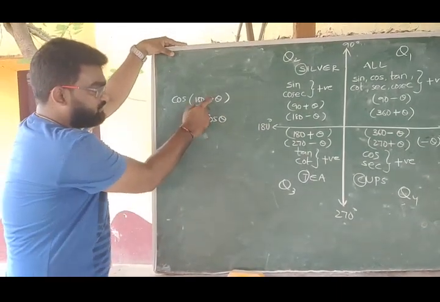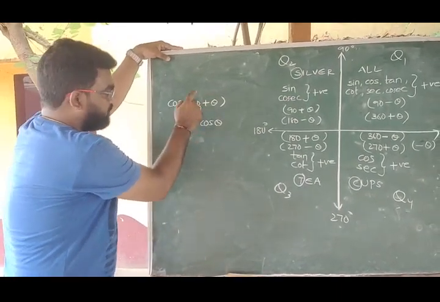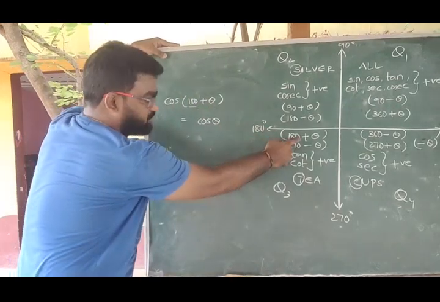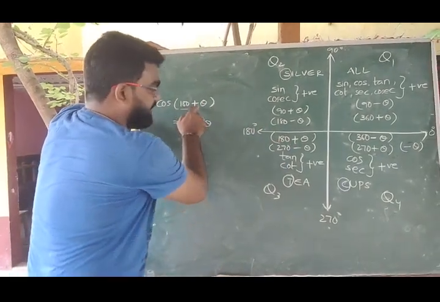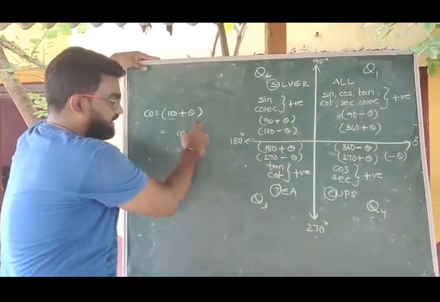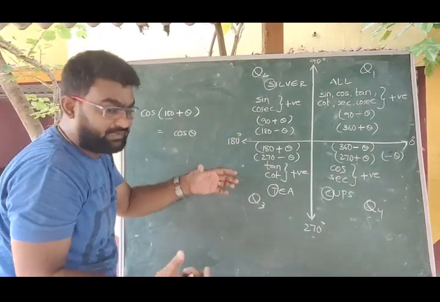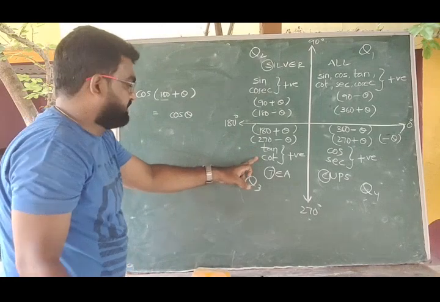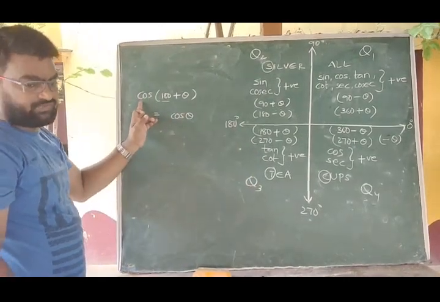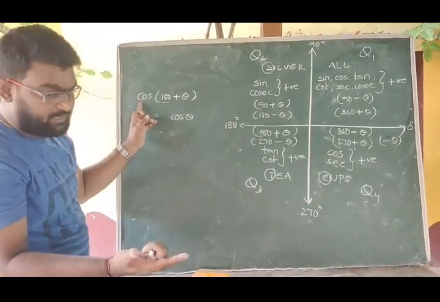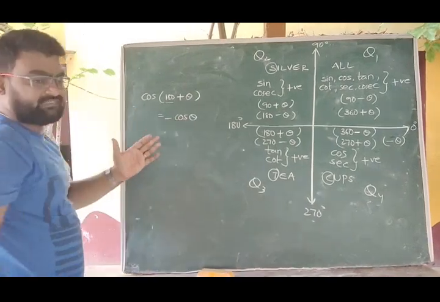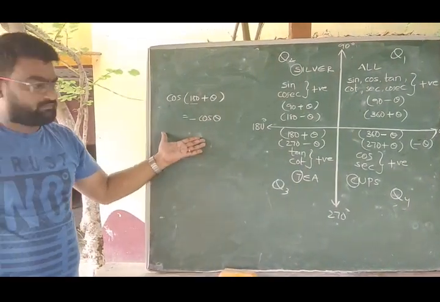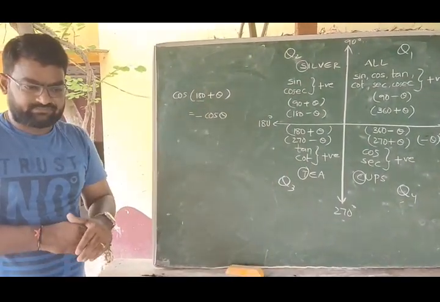And which quadrant does this belong to? 180 plus theta falls in quadrant 3. In quadrant 3, what are positive? Tan and cot are positive. But here what do we have? Cos. So obviously cos will be negative. So your answer is minus cos theta. Its value is minus cos theta.